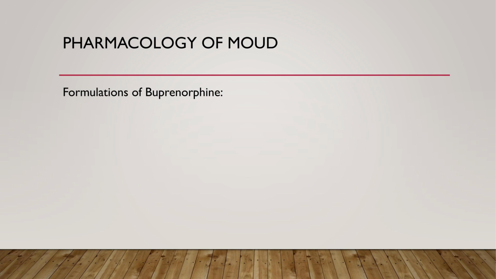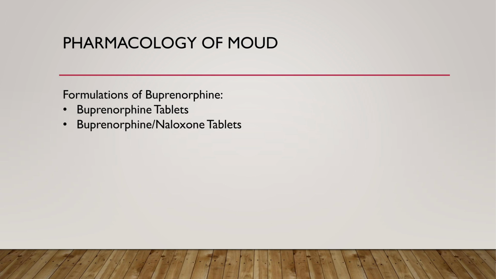So buprenorphine, as I said, we're going to focus mainly on using to treat opioid use disorder, because that's what we can use in the outpatient setting. There are multiple formulations. There are buprenorphine tablets, buprenorphine tablets mixed with naloxone, and then there are the films. Those are mainly the three oral formulations of buprenorphine.